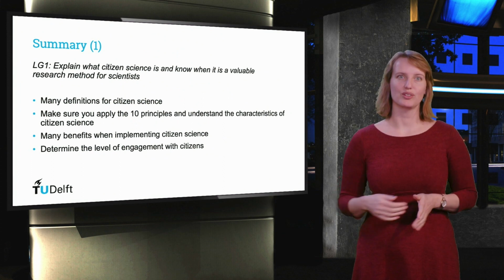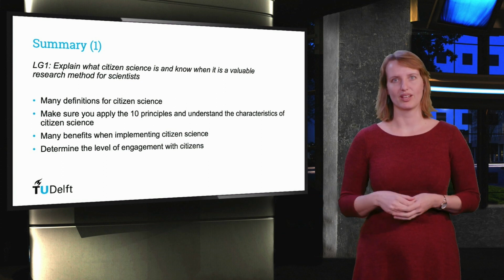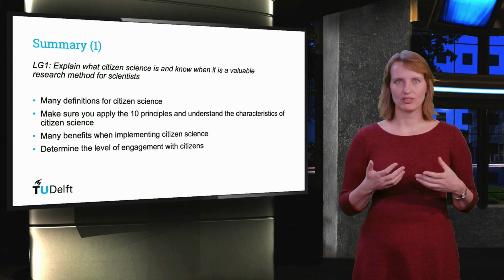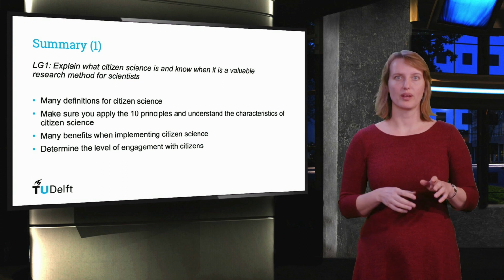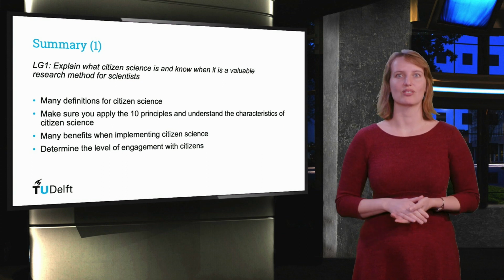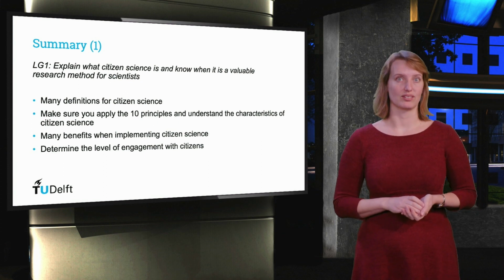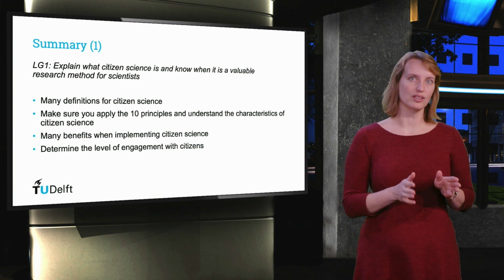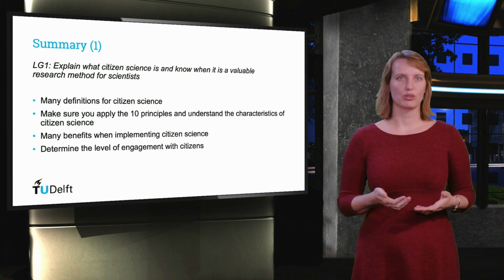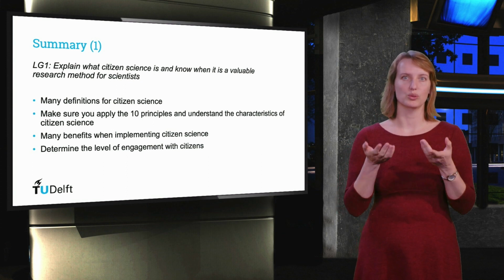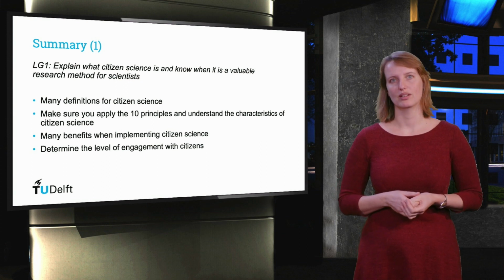Learning goal 1 aimed for you to know what citizen science is and when it becomes a valuable research method for scientists. As we have discussed, there are many definitions for citizen science. We therefore recommend making sure you apply the 10 principles and understand the characteristics of citizen science instead. There are many reasons for implementing citizen science, either related to data or research needs, or otherwise related to societal impact. Once you realize which goals for implementing citizen science are important for you, you can also start determining the type of cooperation with citizens. What will be their role?